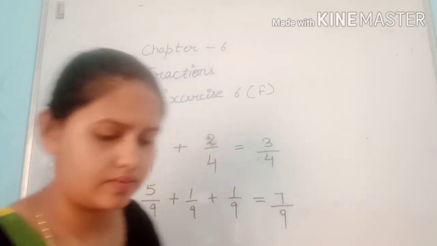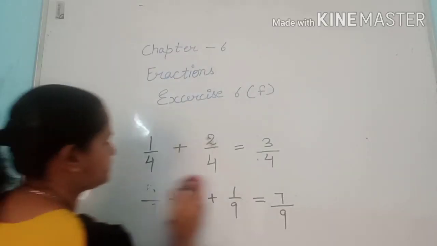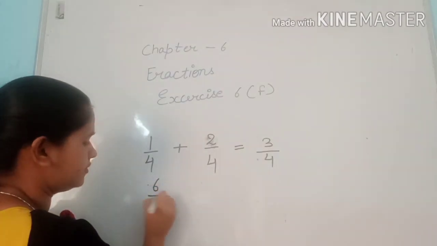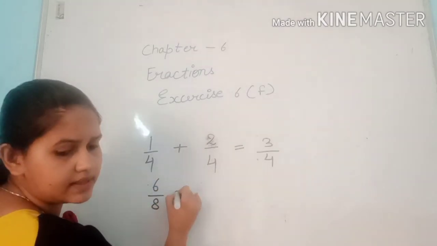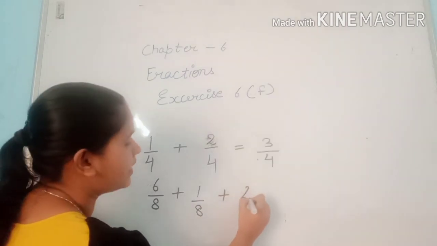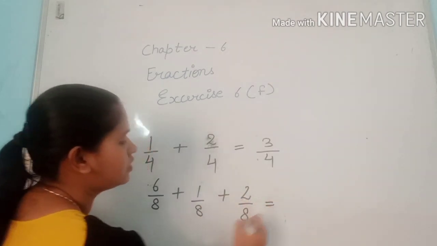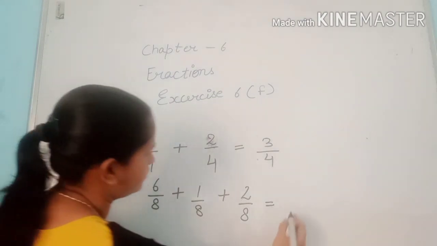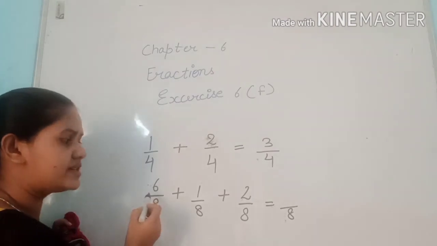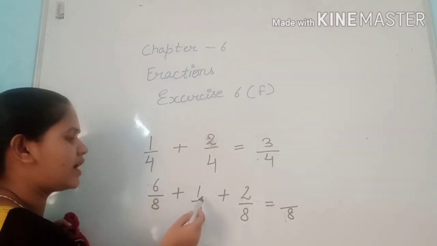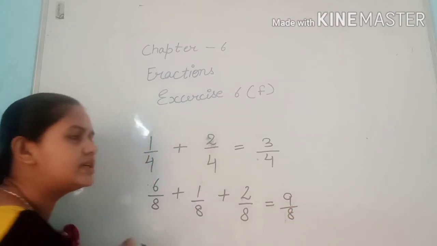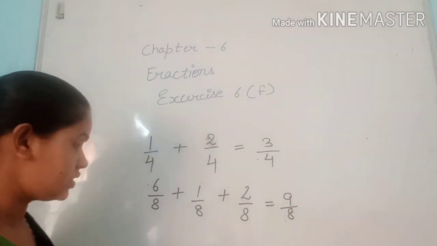We can see H. Okay, H is 6 by 8, then plus 1 by 8 plus 2 by 8. Now the denominators are the same, we will take the denominator as 8, and then we will plus our numerators. 6 and 1 is 7, 7, 8, 9. So here is 9 over 8, right?